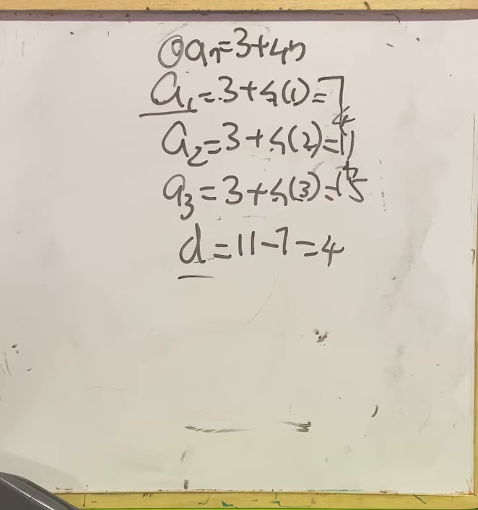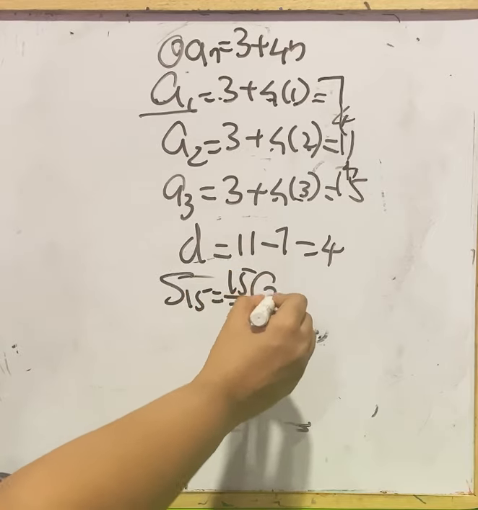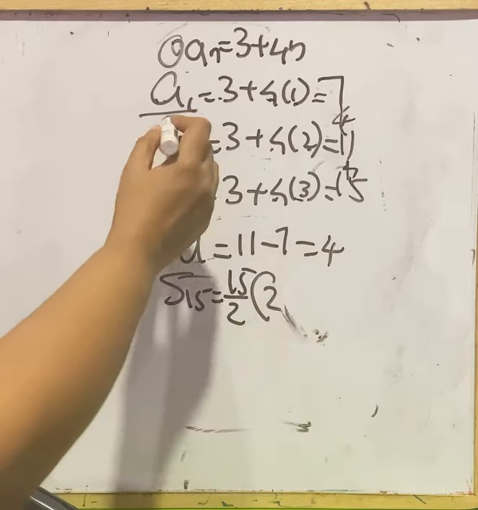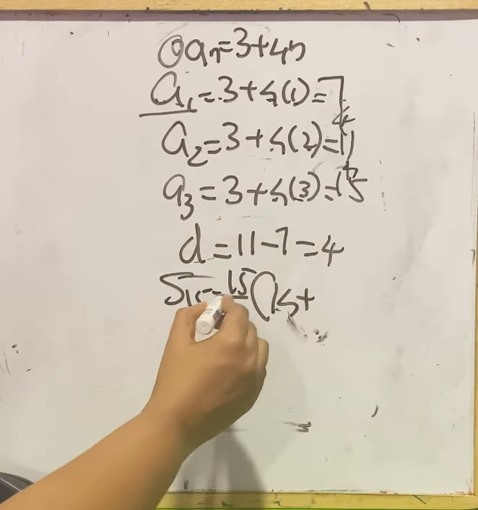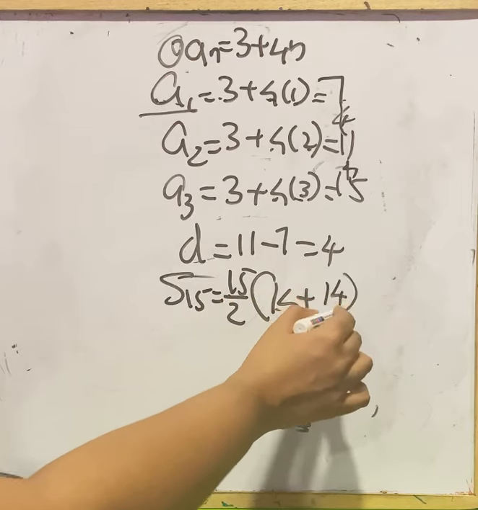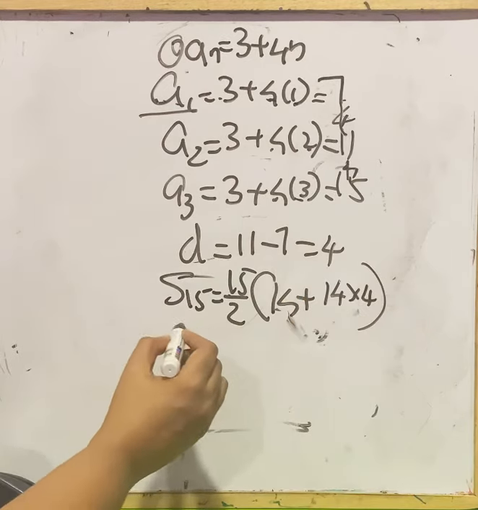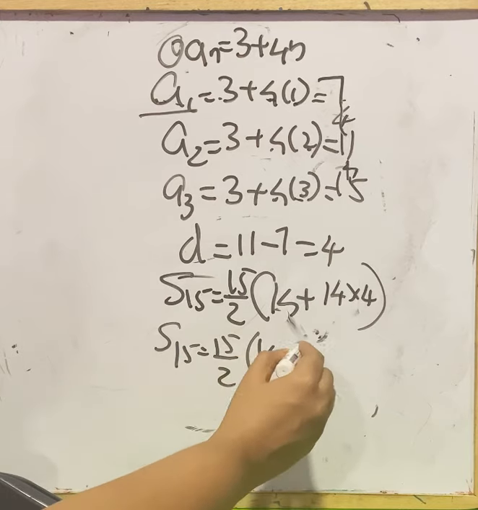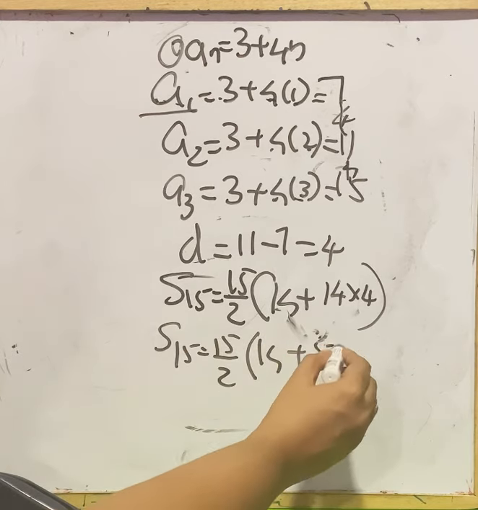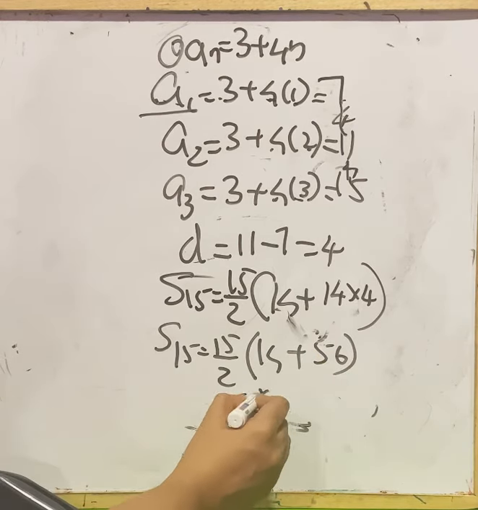Now we have to find first 15 terms sum, that is S15 equal to 15 by 2 into 2A. A is here, first term, that is 7. 2 into 7 is 14 plus n minus 1. 15 minus 1 is 14 into D. 14 into D is here 4. Difference is 4. So S15 equal to 15 by 2 into 14 plus 14 4s are 56. 14 plus 56, 70. 15 by 2 into 70.